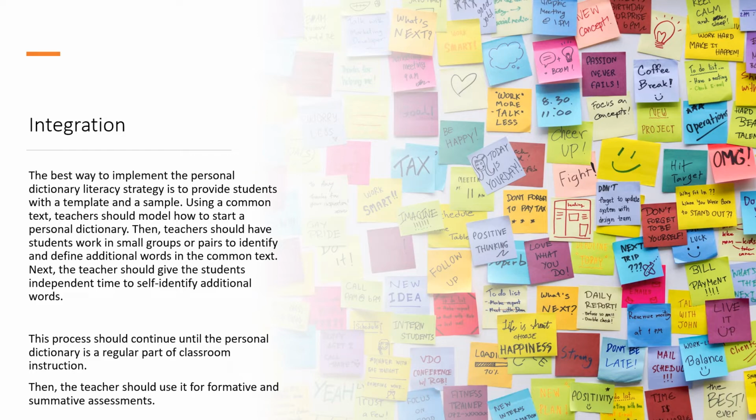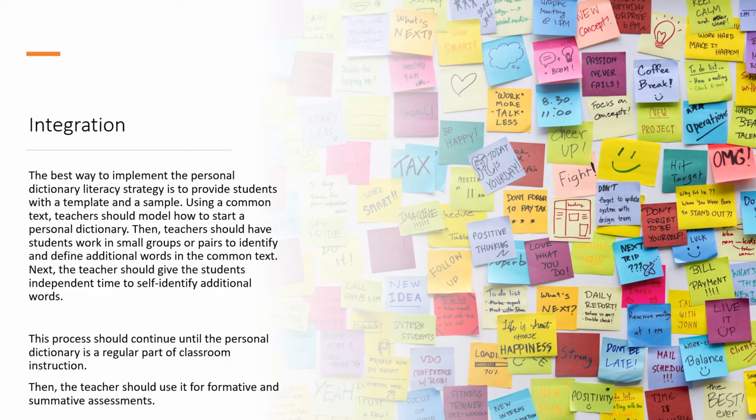This process, this slow release of instruction, we often call it I do, we do, y'all do, meaning like a group, and then you do. A lot of that slow release of instruction helps students build confidence and understand the expectations. So this process should continue until the personal dictionary is a regular part of the classroom instruction, and then the teacher could use it for either formative or summative assessments, and we'll talk about that a little bit later.